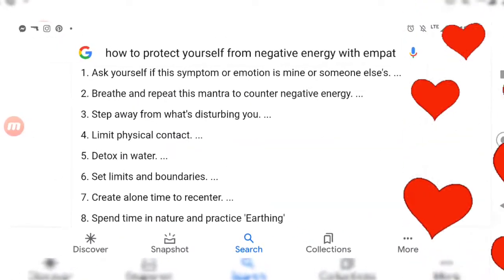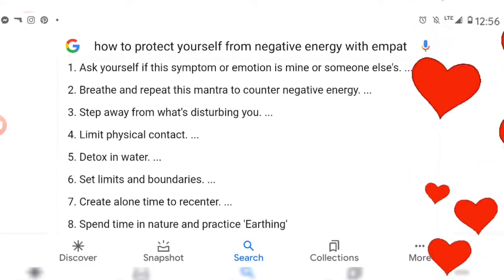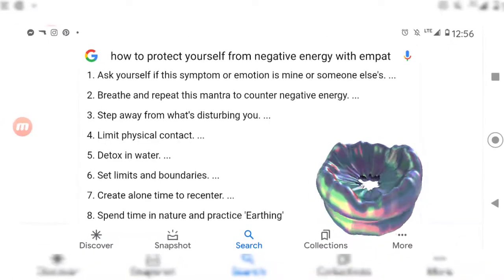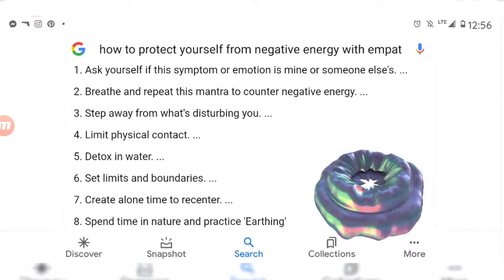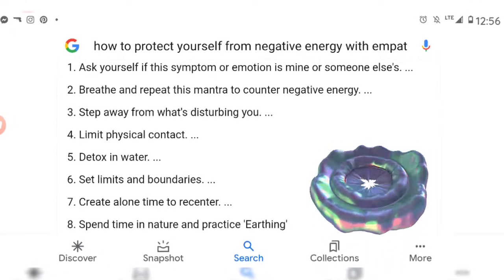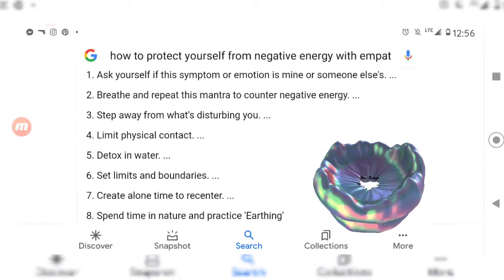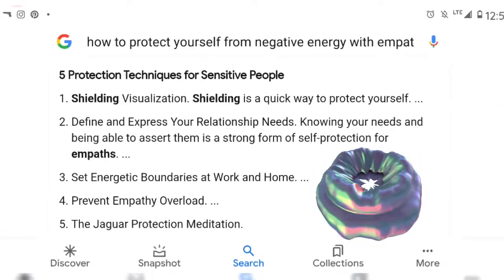How to protect yourself from negative energy with empathy. Ask yourself if this symptom or emotion is mine or someone else's. Breathe and repeat this mantra to counter negative energy. Step away from what's disturbing you. Limit physical contact. Detox in water. Set limits and boundaries. Create alone time to recenter. Spend time in nature and practice earthing.